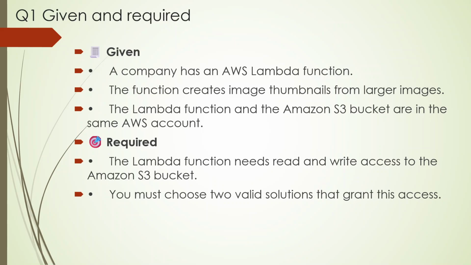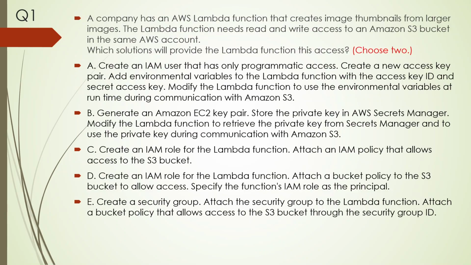A company has an AWS Lambda function. The function creates image thumbnails from larger images. The Lambda function and the Amazon S3 bucket are in the same AWS account. The Lambda function needs read and write access to the S3 bucket. You must choose two valid solutions to grant access.